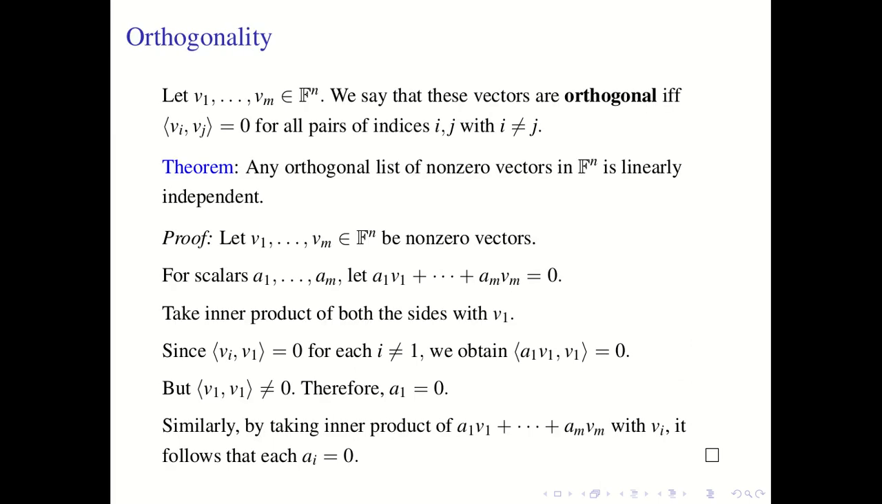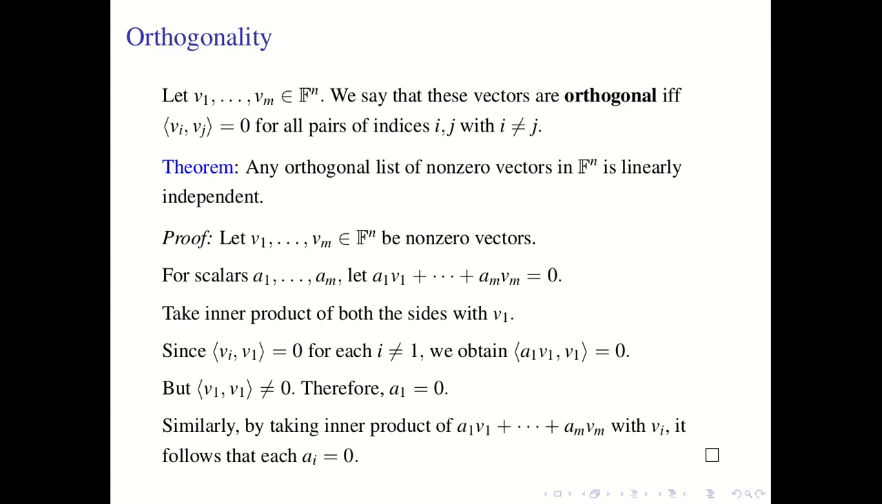Here we present a situation when a set of vectors are naturally linearly independent. A collection of vectors v1 up to vm in Fn are said to be orthogonal if the inner product of vi and vj is 0 for all pairs of indices i, j with i not equal to j. Now the claim here is that any orthogonal list of vectors in Fn is linearly independent.